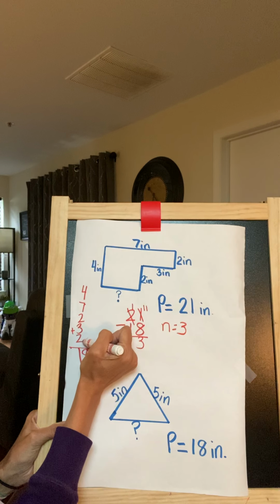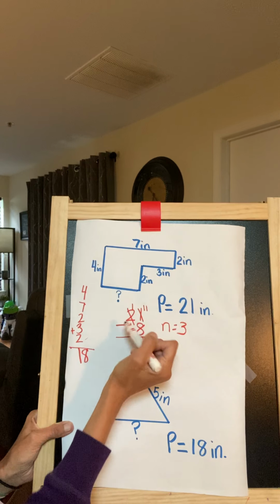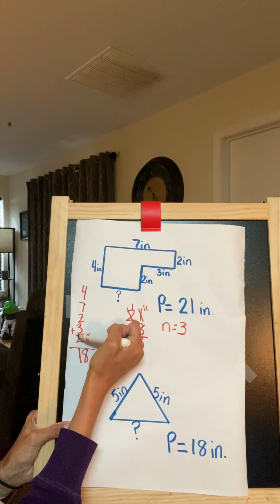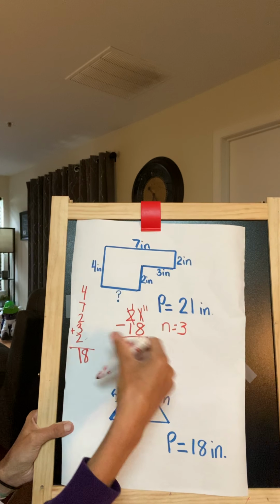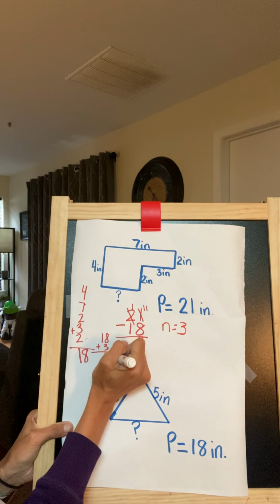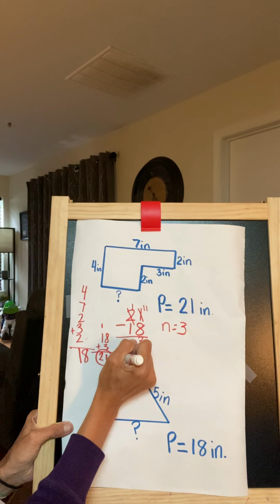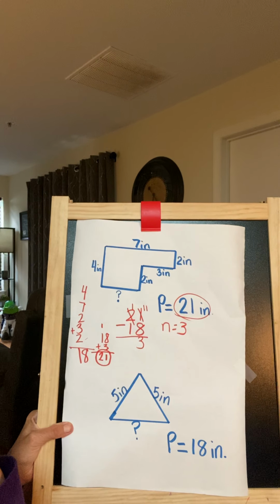And now if I plug this in over here, we knew that all the sides added up equals 21. If I added 4 plus 7 plus 2 plus 3 plus 2 and got 18. Now if I add my last side, 18 plus 3, it's going to equal 8 plus 3 is 11 plus 1 is 2, equals 21. 21. So n equals 3. Okay?